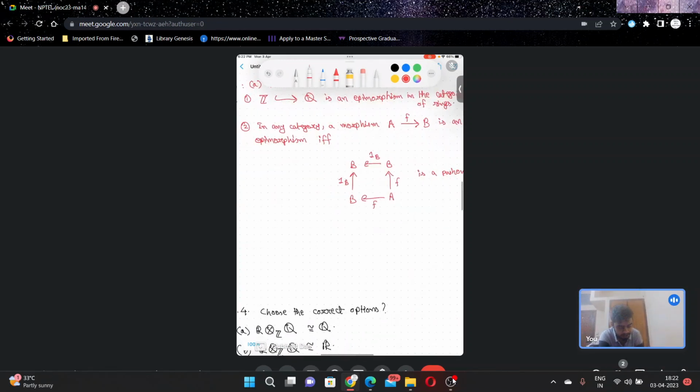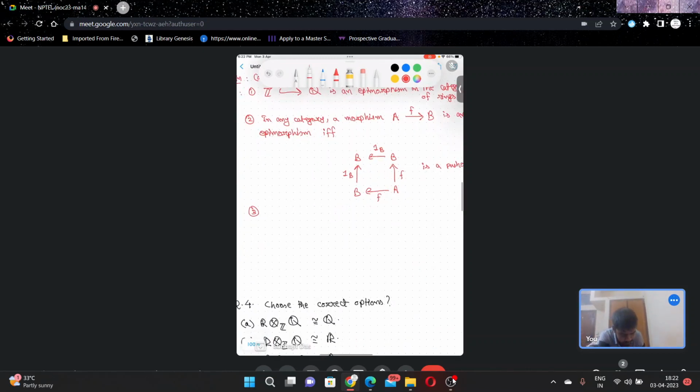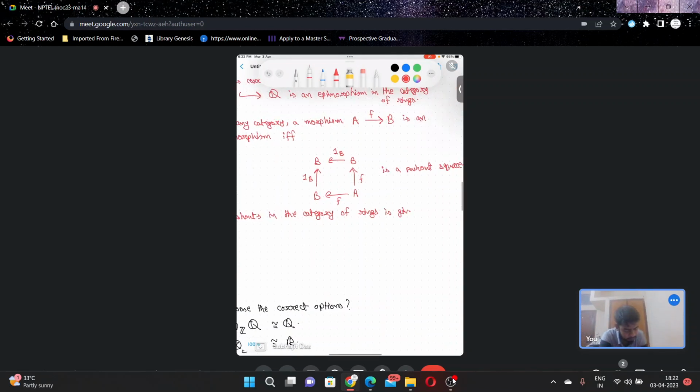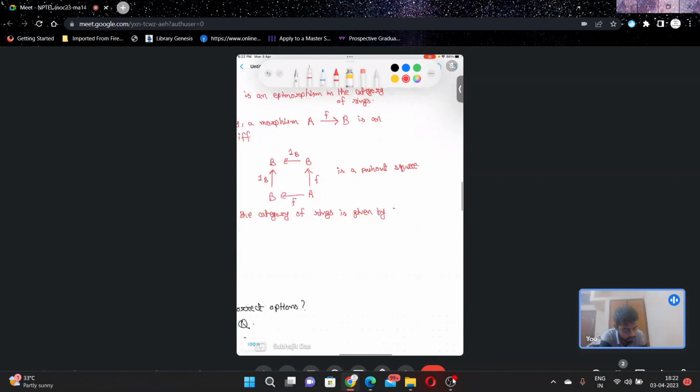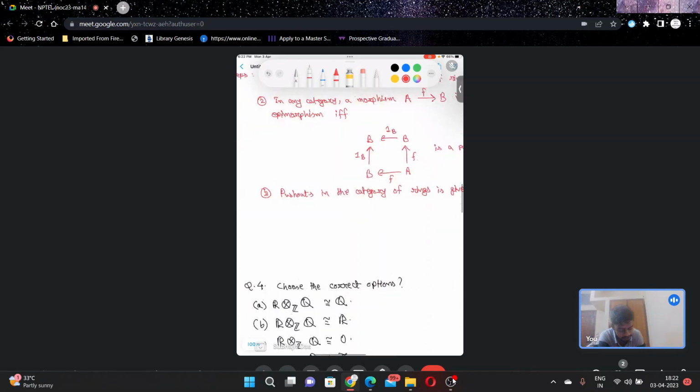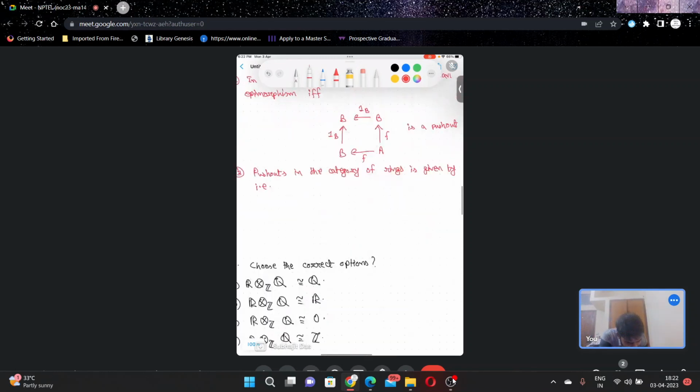Okay, and step 3 is to observe that pushouts in the category of rings is given by tensor product. That is, if you take A to B and if you take, sorry, I should be very precise here.